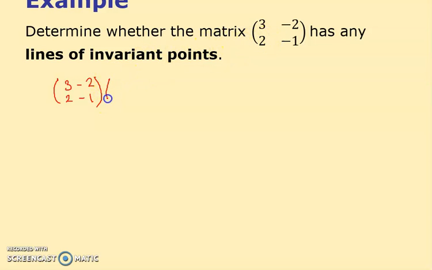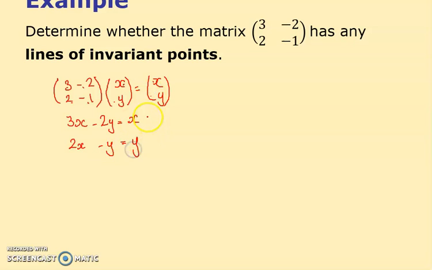Well, let's first of all work out if I can find a point. So I'm going to say xy, a bit like we did before, and when you do it we're going to get xy. Well, let's multiply this out. I get 3x minus 2y, and that equals top answer, which is x. And I've got 2x minus y, and that equals y.